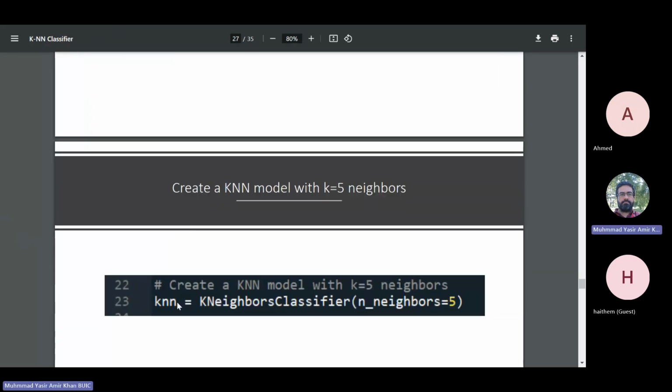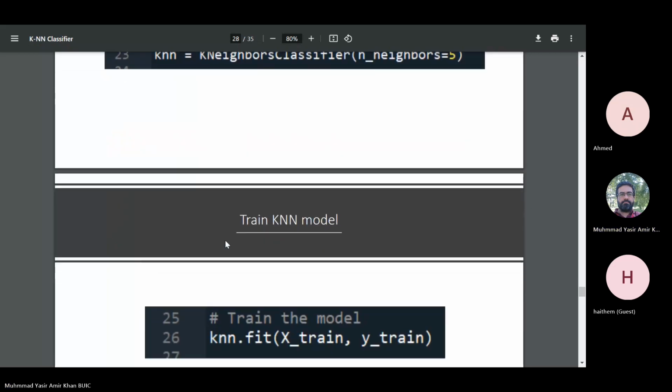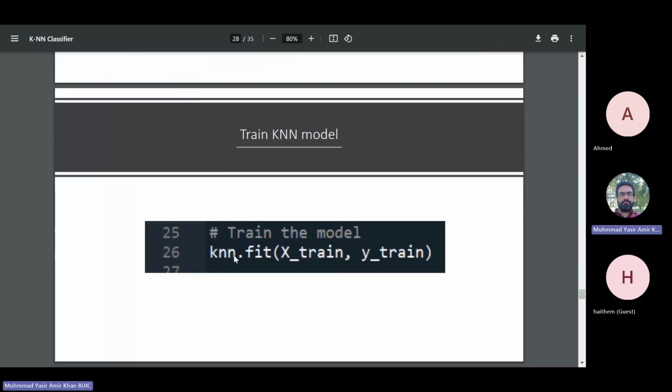Okay. So after that, we create the KNN classifier with five neighbors. We have to tell our program the number of neighbors. So we say KNN is equal to, we create an object of this particular class, KNeighborsClassifier, with the number of neighbors equal to 5. So with K equal to 5, we create our KNN object. Then after that, we train it. KNN.fit, we are using the fit method over here.